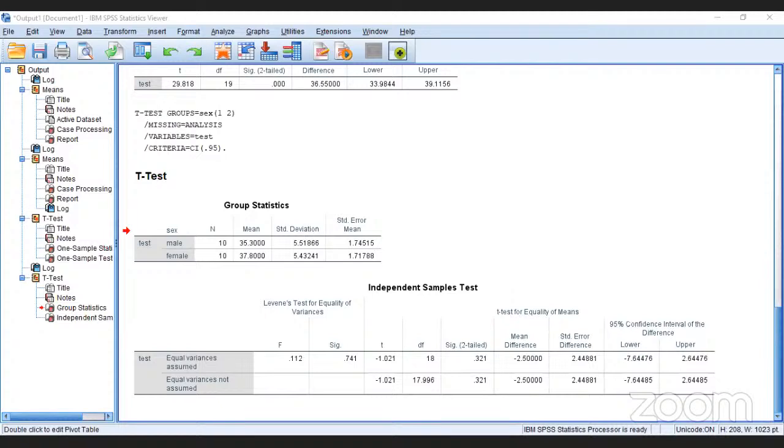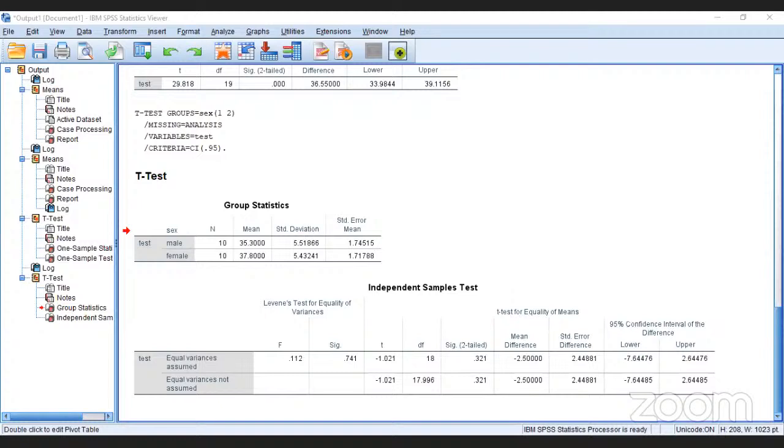But SPSS output provides you the vertical lines. But in case of the APA table format, there will be no vertical lines. So please write down, no vertical lines. Horizontal lines only where necessary for clarity.